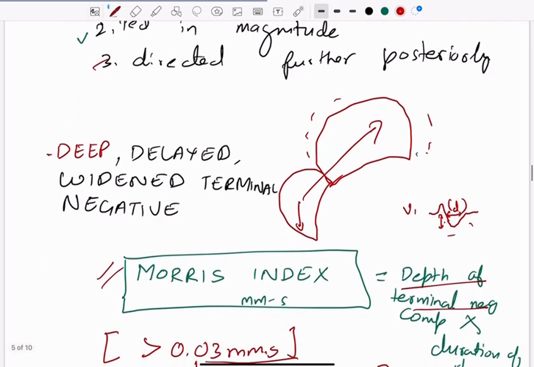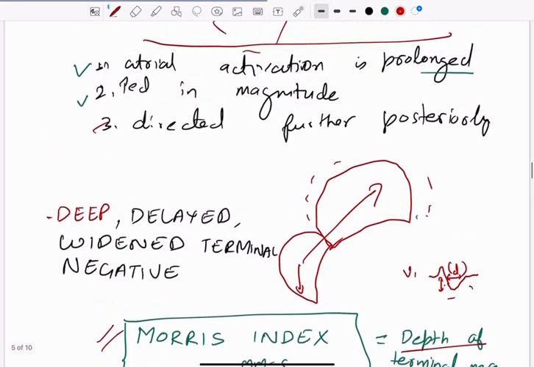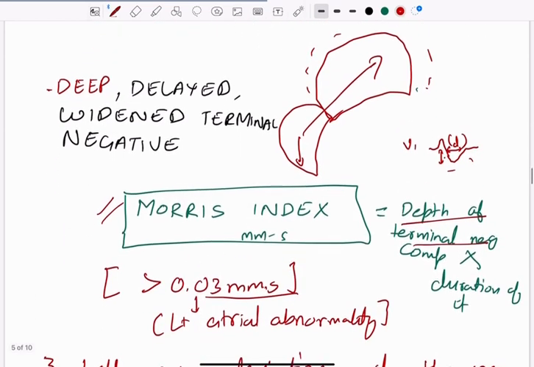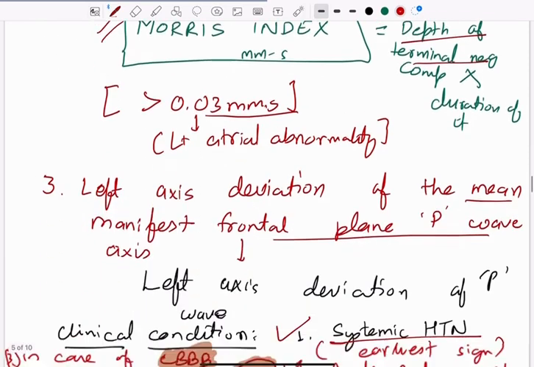Now remember one thing, there is something called the Morris index, and you need to know it, especially the medicos. What is the Morris index? It considers the duration of the negative deflection of the P wave at the isoelectric line and its depth. It is the product of the two. So you see the diagram, depth into duration. That is the Morris index. You just remember the value. If it is more than 0.03 millimeter per second, it shows left atrial abnormality.